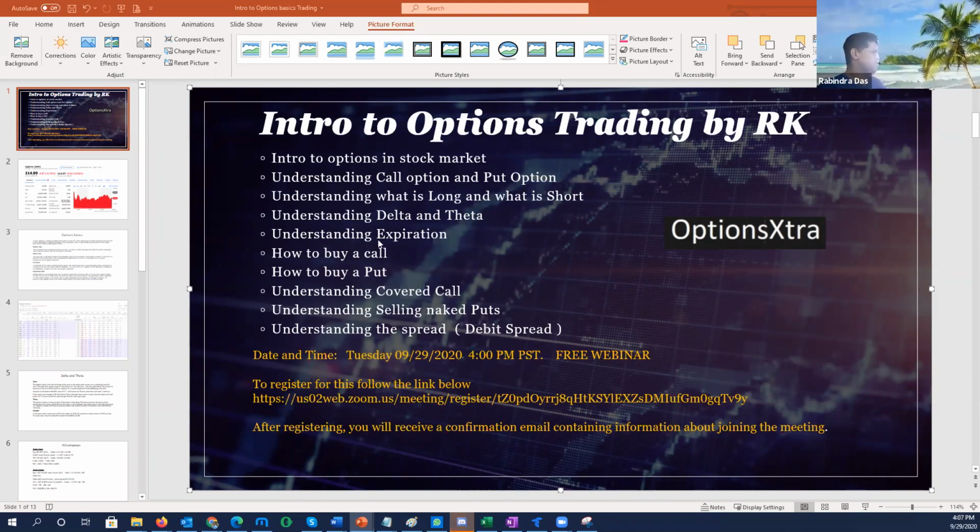Then understanding expiration, and how expiration plays a major role. Then a little bit about how to buy a call, how to buy a put, and understanding covered calls, how you can take advantage if you are still holding some stocks. Understanding selling naked puts, I'll also tell you how it is helpful. Then some debit spreads, how to take some spreads. So these are some of the topics we'll try to cover, most of them.